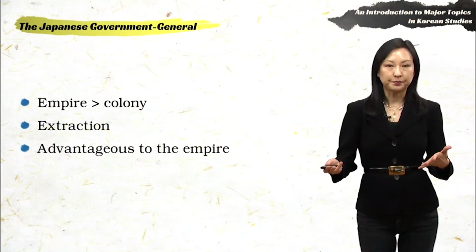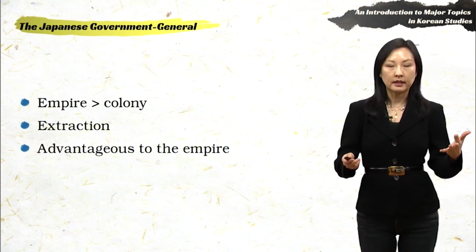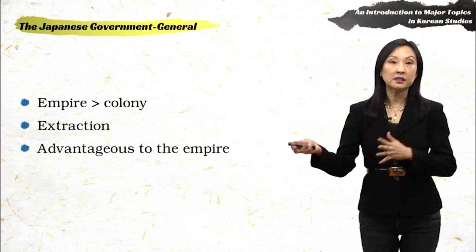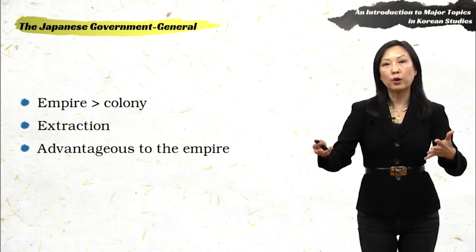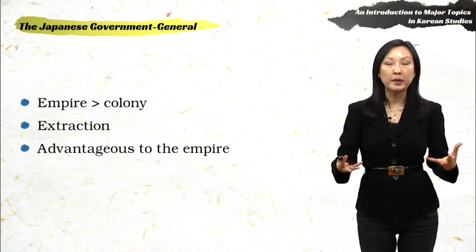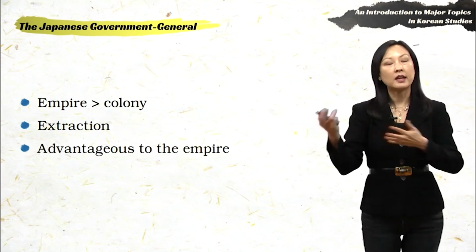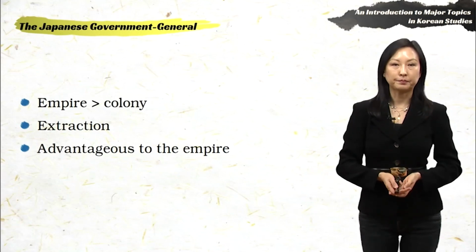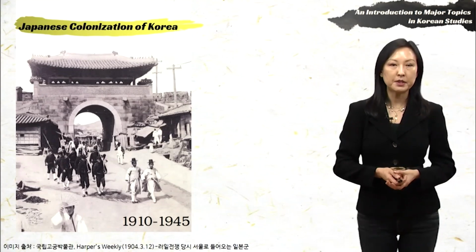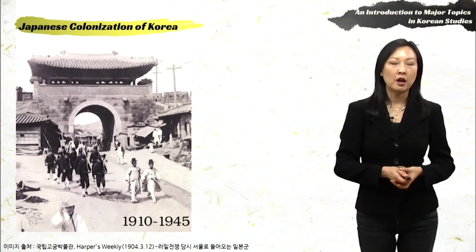Now, as mentioned, the fundamental principle underlying imperialism is that the empire is the supreme power and the colonies exist to support the empire. So the empire will go into the colonies, extract whatever resources they want for its own benefit, and this is all done for the advantage of the empire and not vice versa, not the other way around. So it's important for us to keep this principle in mind as we examine the Japanese colonization of Korea.